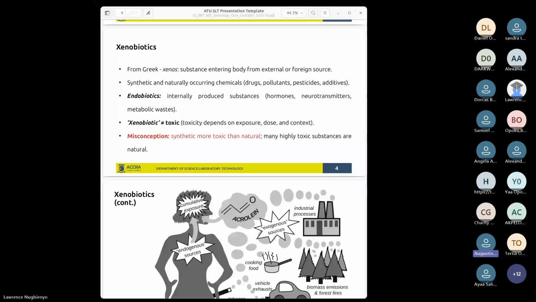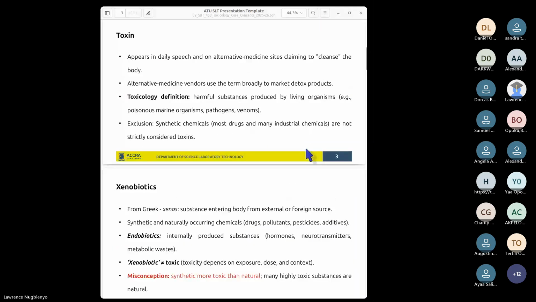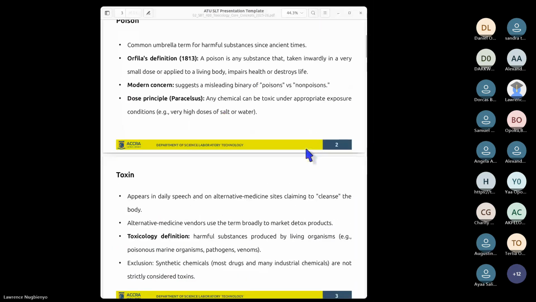During the time you were differentiating between toxins and poisons, I realized that you said for the toxins, they are from natural sources. Yes. The poisons are from anthropogenic or artificial sources, if I stand corrected.